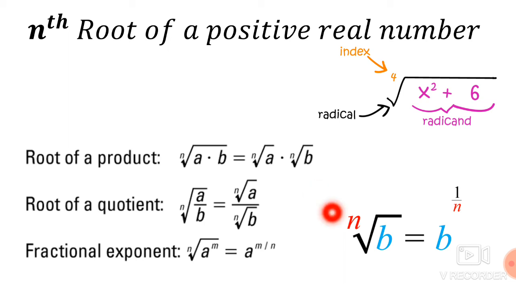If we have the nth root of b, we can write it as b exponent 1 upon n. If we have b exponent 1 upon n, we can write it as nth root of b. The number written in the denominator will become the index of the radical.